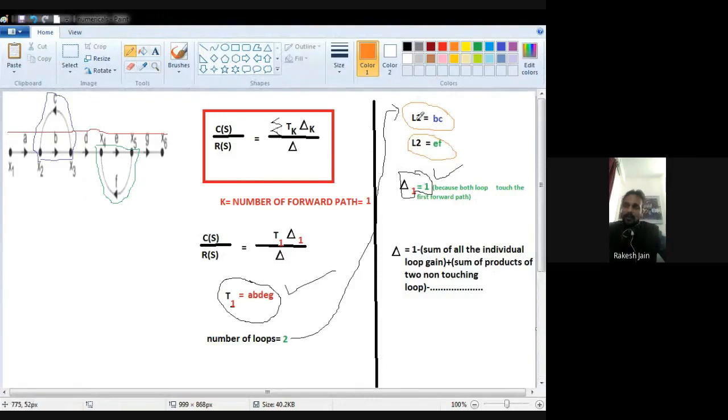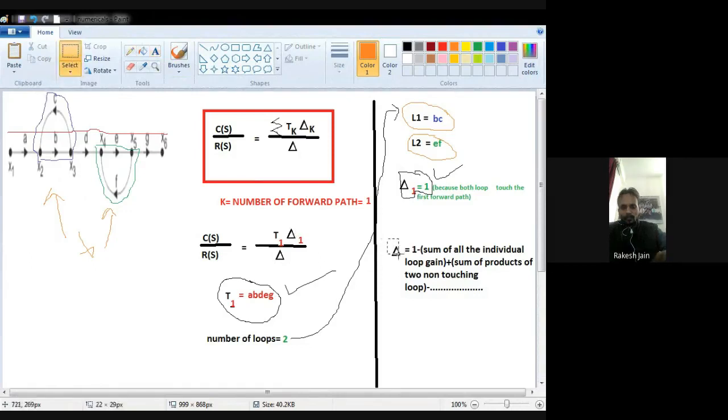See, here only two loops are there, so check whether these two touch each other or not. So see, this BC loop and this EF loop are separated from each other, they do not touch each other, it means they are non-touching loops. And then three non-touching loops, but here only two loops are there, so we have to stop at this step. So how to find the value of del for this question?